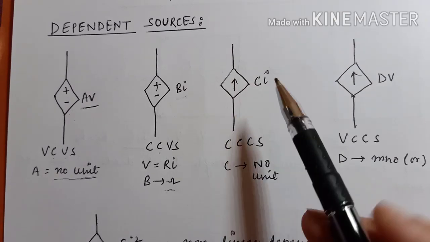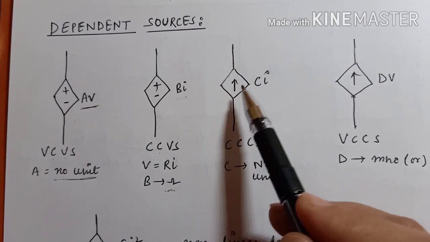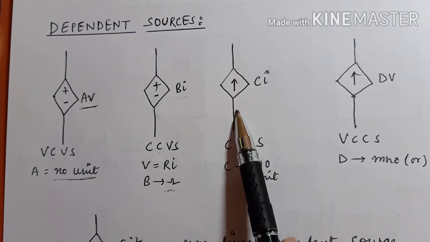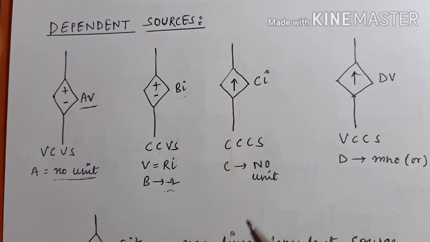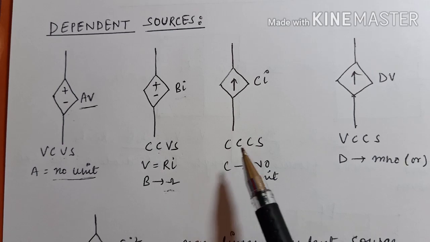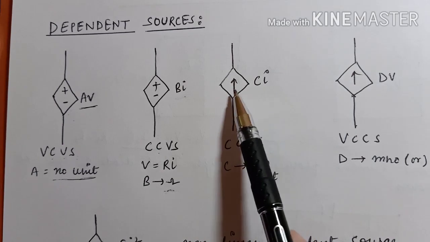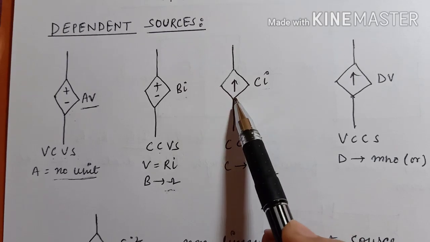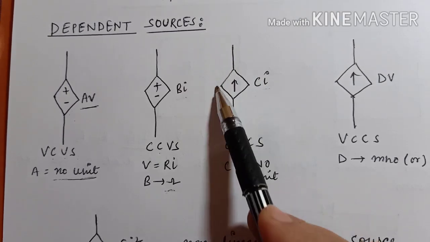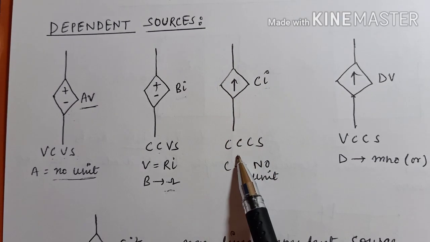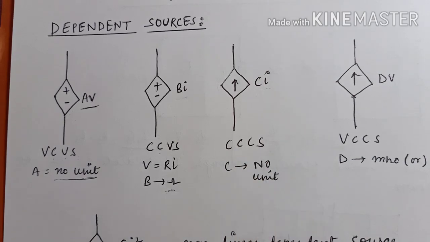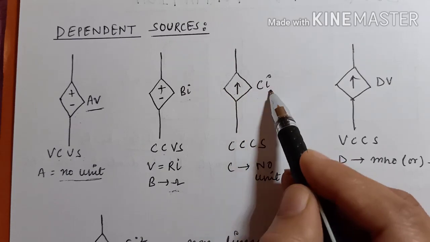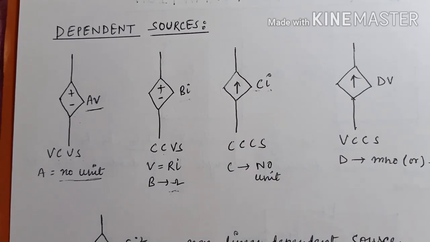Now let's see here. This is also a dependent source. And what is the representation here? This is a representation of current. Clear? And it is depending on what? Current only. So this is your current dependent current source or current control current source. And what is the unit of C? C has no unit, because current is only depending on current. So this has no unit.